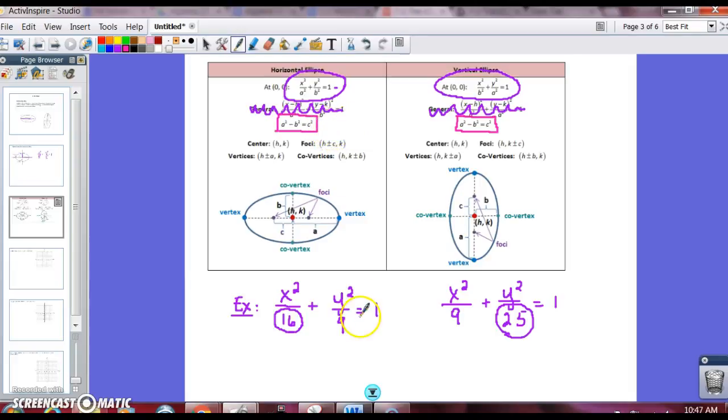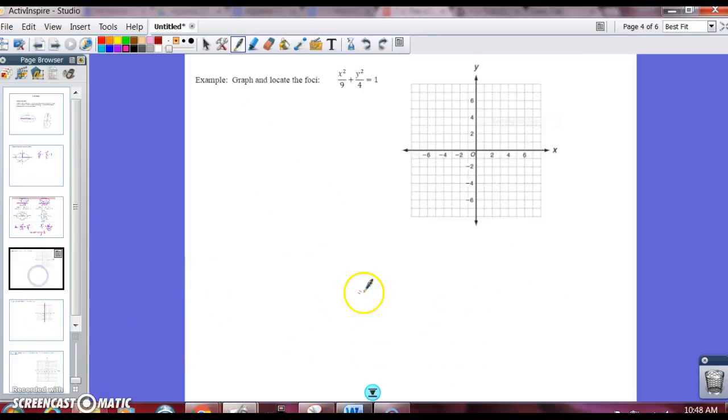Okay, one other thing I am going to talk about is eccentricity. Eccentricity is c over a. That just tells you how squished your ellipse is. So if it's really, really narrow, your eccentricity would be closer to 1. If your ellipse is closer to looking like a circle, your eccentricity would be a value closer to 0. Okay, but we'll get to that as well. So I just wanted to get that terminology out there for you.